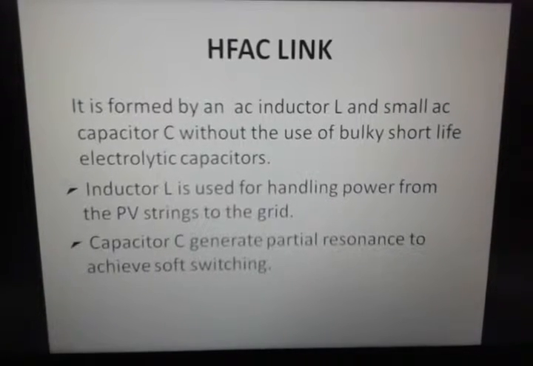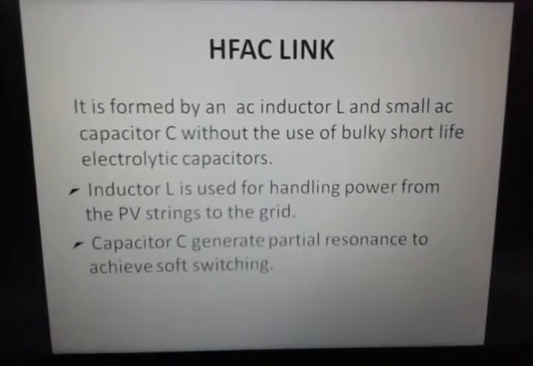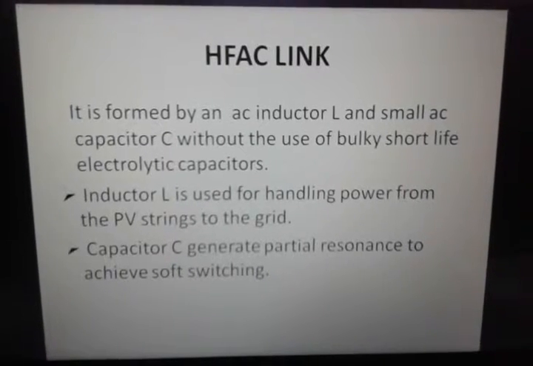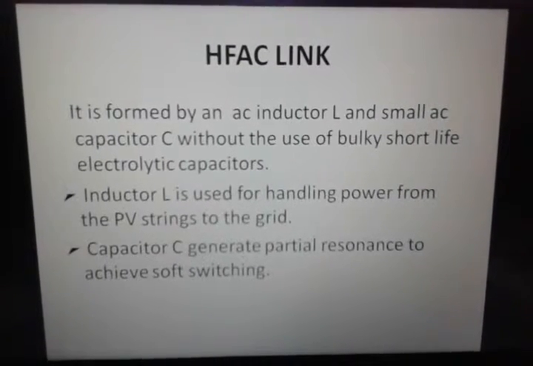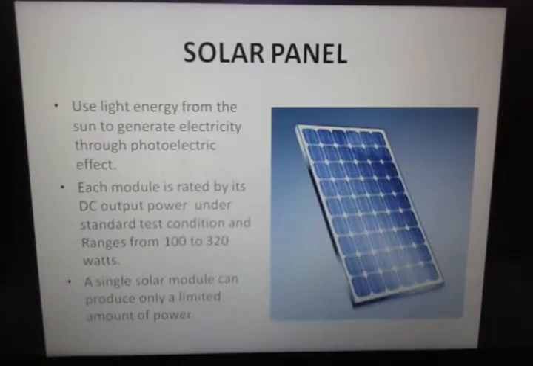HF AC link. It is formed by an inductor and a small AC capacitor without the use of bulky short-life electrolytic capacitors. Inductor L is used for handling power from the PV strings to the grid. Capacitor C generates partial resonance to achieve soft switching.